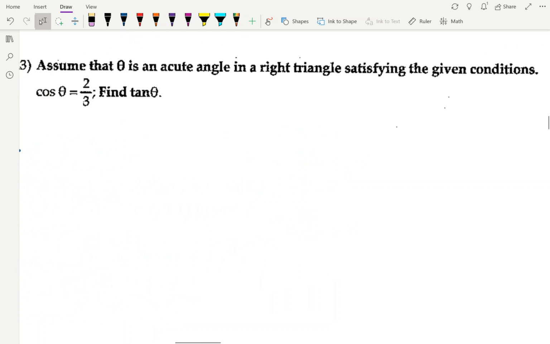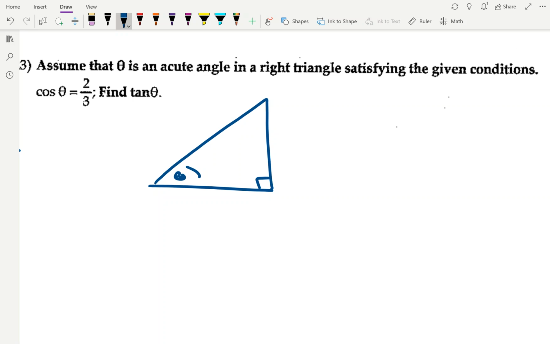Okay, assume theta is an acute angle in a right triangle. I will do that right now. Looks like a right triangle to me as soon as I mark it. We'll put theta there. They told me that cosine of theta is equal to 2 over 3. And I know that SOHCAHTOA says adjacent over hypotenuse. So the hypotenuse is 3, and the side adjacent, next to this angle, is 2.